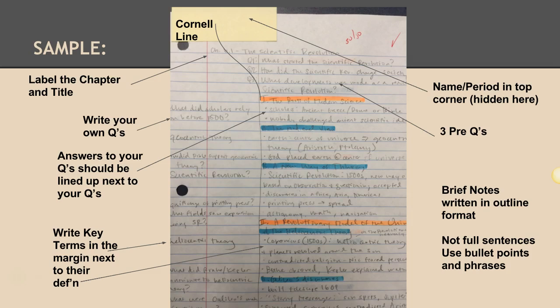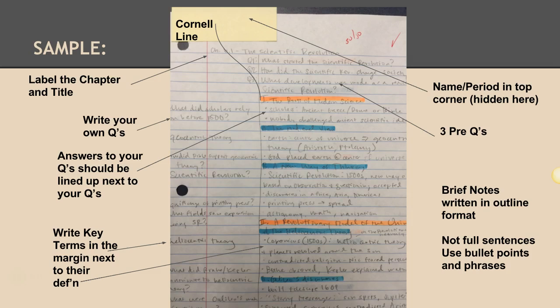Congratulations! If you've done your outline correctly, these are the pieces. Remember to put your name and period in the top corner. I've hidden it here. Remember to label the chapter and the title. Remember, you have 3 key questions at the top, pre-questions. This is making your mind an active reader. Remember to use the headings and subheadings. You've highlighted them orange and blue so that your reader and grader can see them easily.